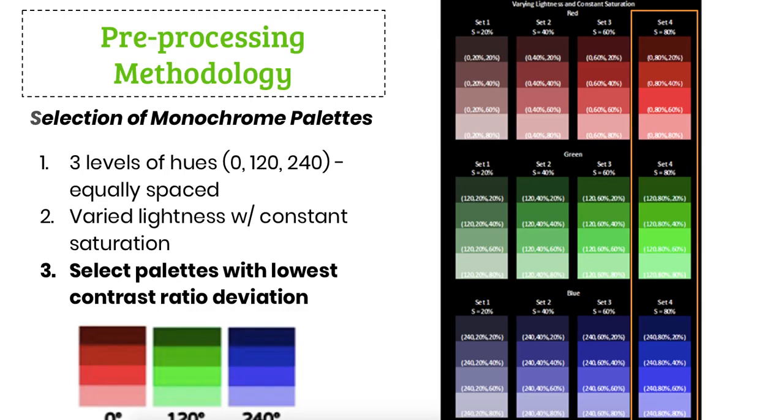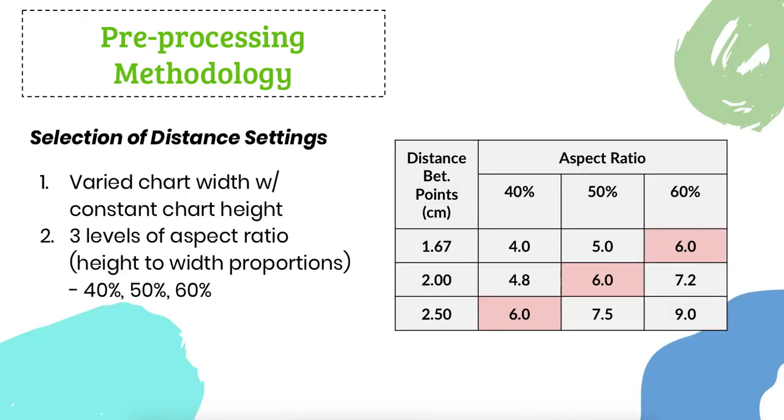There are many versions of monochrome palettes generated. We use the contrast ratio to choose the palette to be used for the experiment, since the color variation in a certain palette should be perceptible. The color set with the lowest standard deviation of contrast ratios was chosen for each of the hues.